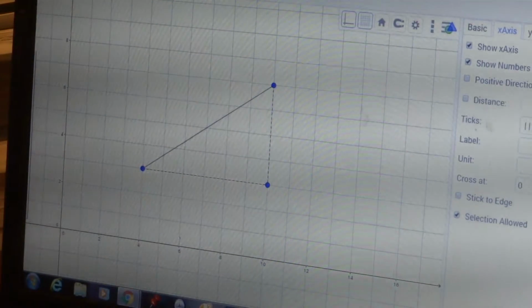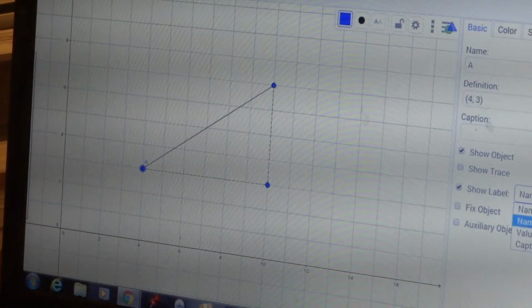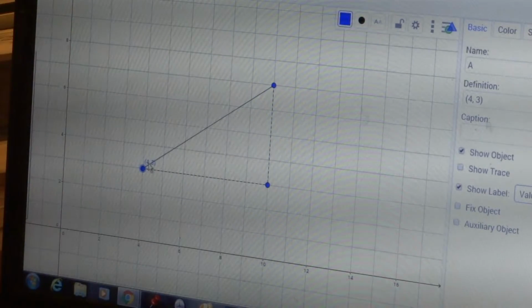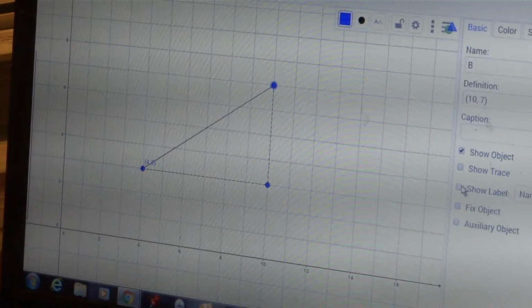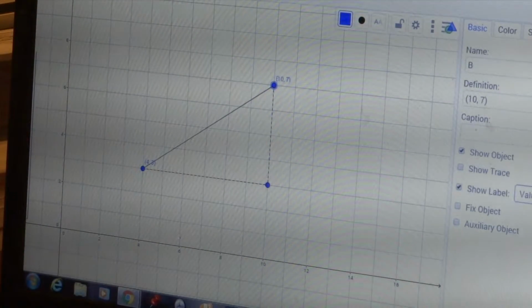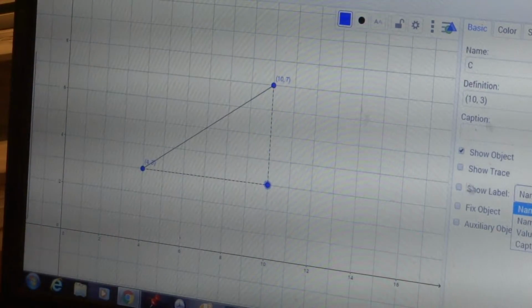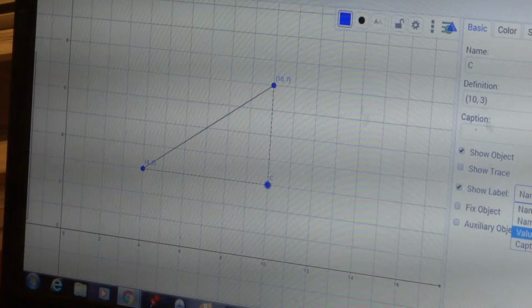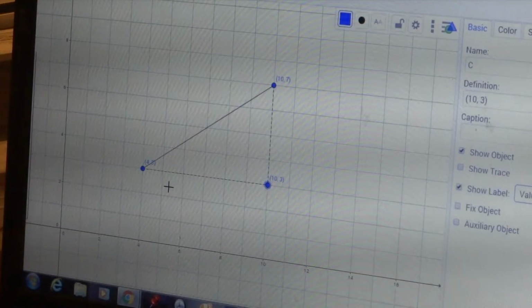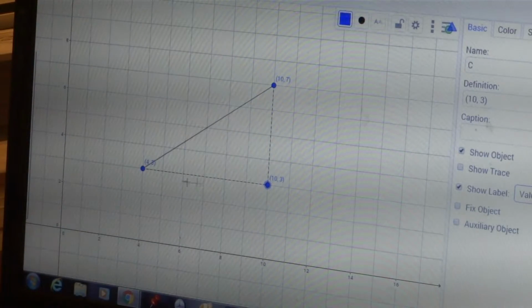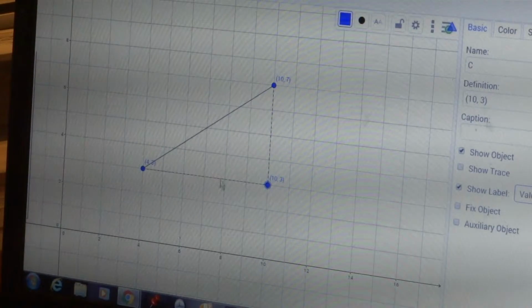So if I label the first point, this is the point 4, 3. And if I label this point, this is the point 10, 7. And then if I label this point, that's the point 10, 3. So what I'm looking for is the exact ordered pair that is going to fall at the midpoint of this line segment.